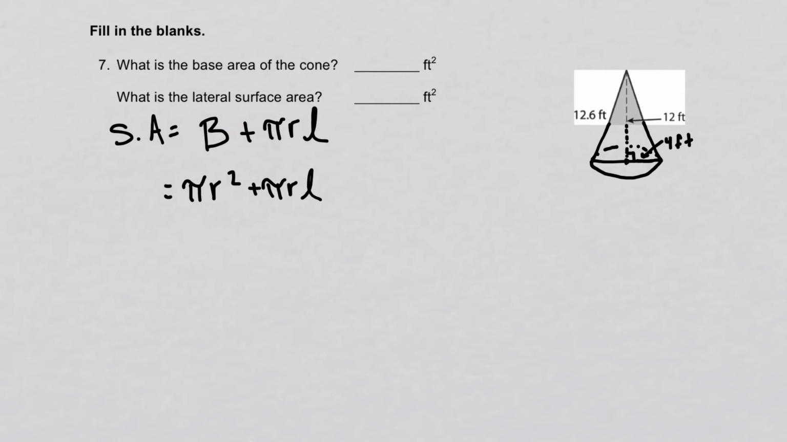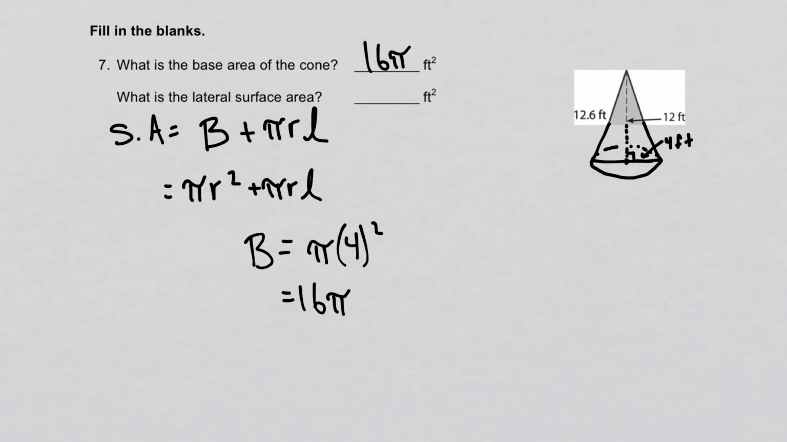So let's do that calculation. Since they gave us r, which is 4, it's going to be pi times 4 squared, which is 16 pi. Done.